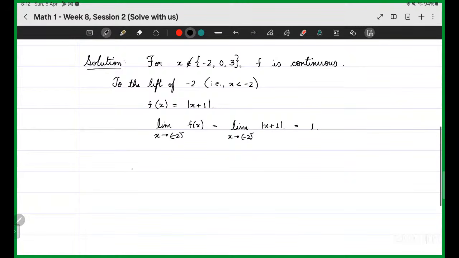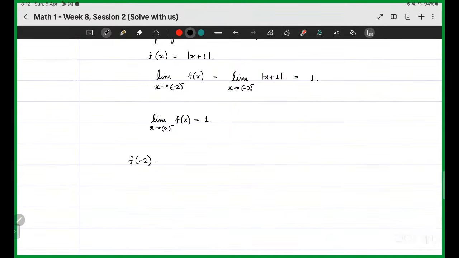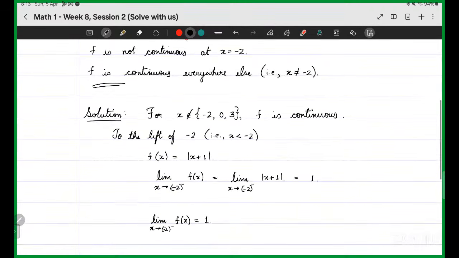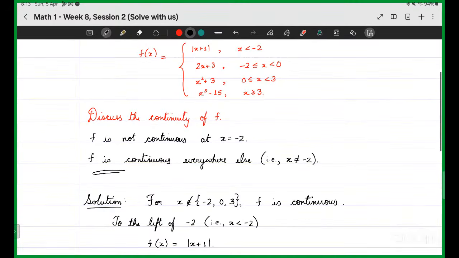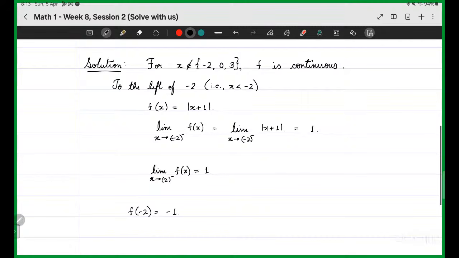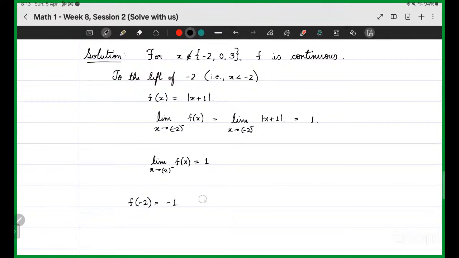Right. So the left-hand limit at -2, the limit as x goes to -2 minus of f of x, is equal to 1. This is not standard terminology, so I just leave it. What is the value of f of -2 as per the definition? 2x plus 3, that function will satisfy, which is -1. Is that okay? But are these two equal? No. So the left-hand limit of the function at -2 exists, but is not equal to the function value at that point. So directly from here, you can conclude, of course, that the function is not continuous at -2.